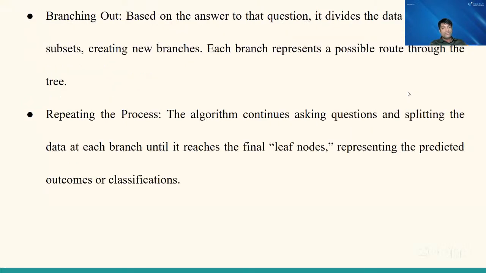Let us go forward. The next thing is the branching out. Based on the question we asked before, it divides the data into smaller subsets, which creates new branches. Based upon the important attributes or features we take, it creates new branches, and that is where it splits from there. Each branch represents a possible route through the tree. This process continues until the splitting is done.